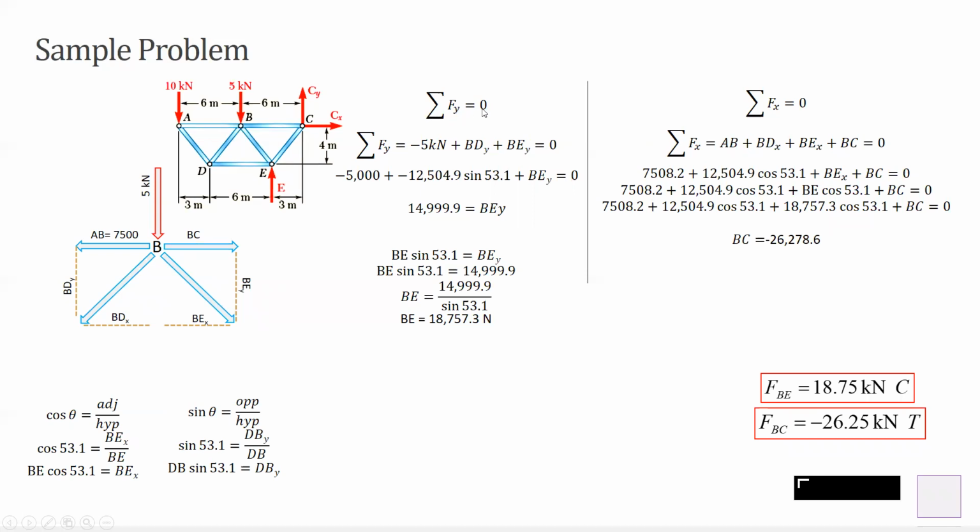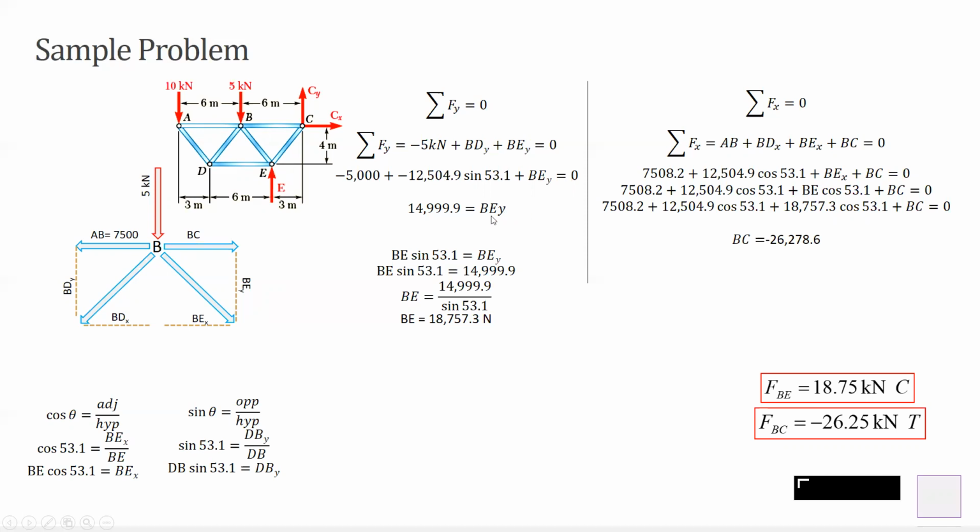All right. Now the forces in the Y direction, the up-down directions. We have this one, this one, and this one. We know this from our previous problem, we know this from what it says, and we don't know what this is. So we can put those in. Negative 5 kilonewtons plus our BDY, which we got from our previous problem, negative 12,504.9 sine of 53.1, plus our BE, which we don't know. Rearrange that equation and solve for BEY, and our BEY is basically, rounding up, 15,000 even.